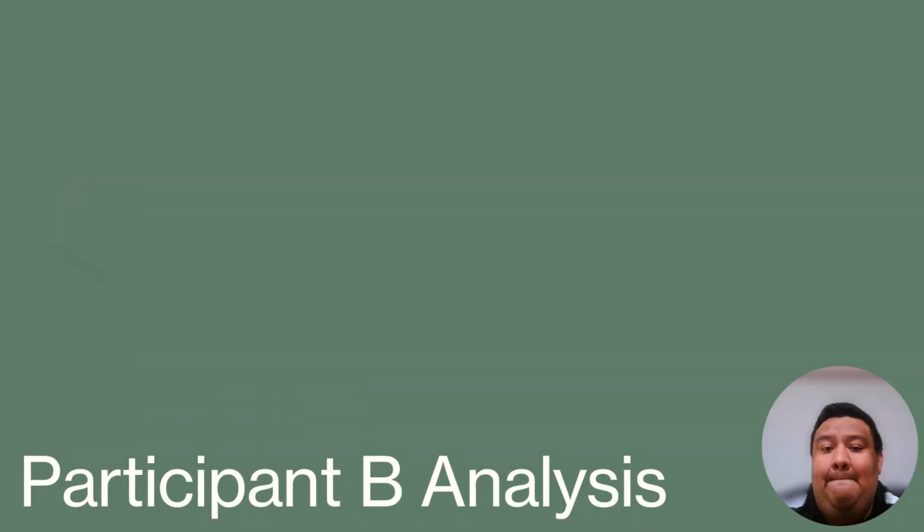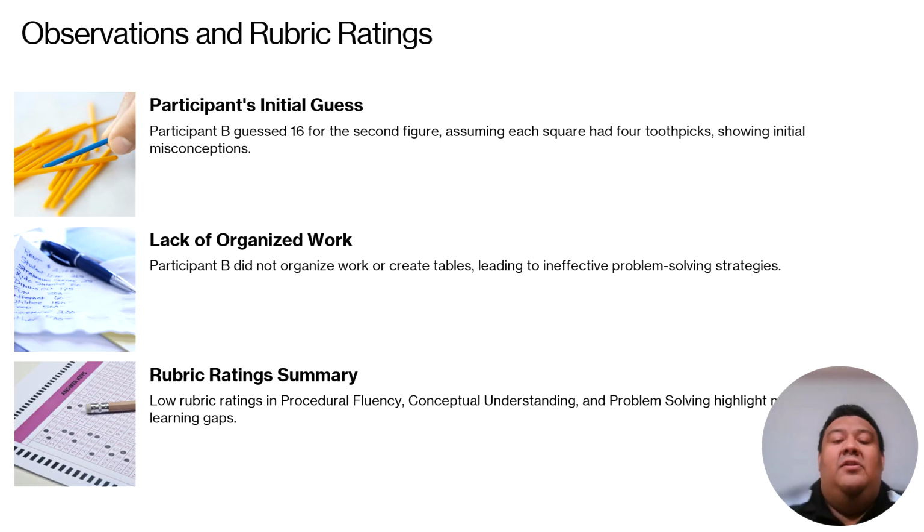Participant B was a 22-year-old male with limited algebra experience. They struggled significantly. This 22-year-old only has a high school degree. They initially guessed 16 for the second figure, assuming each square required 4 toothpicks. After corrections, they tried formulas like 4n minus something, but never organized their work or created a complete table. The approach was largely guesswork.